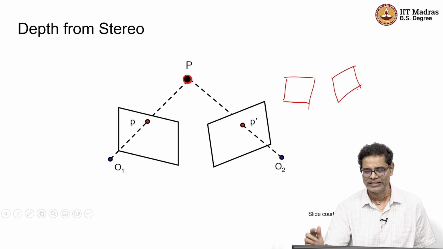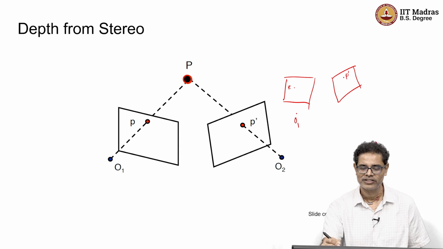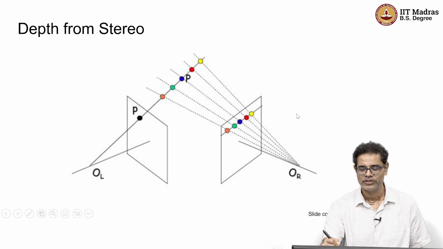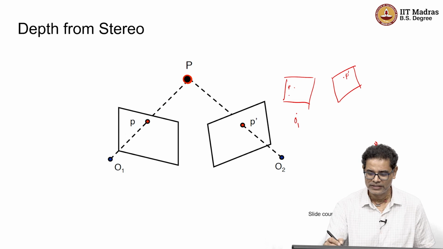We are not given the 3D. So, now let us say that I find this point P has the corresponding point P prime somewhere here. Now, what I will do is draw, so I have this camera center O1, and I want to find out where the exact 3D point corresponding to this point P lies. So, I will draw this line which is connecting O1 with P.